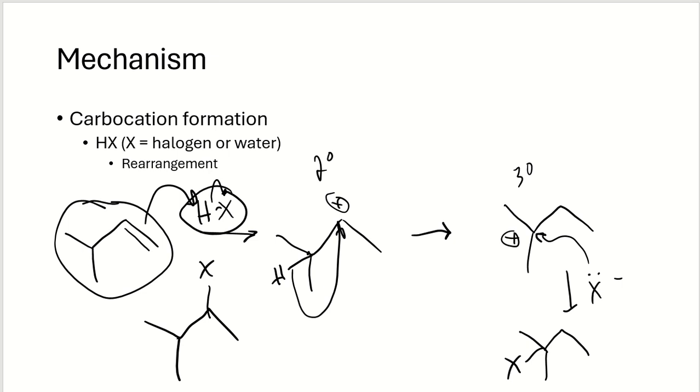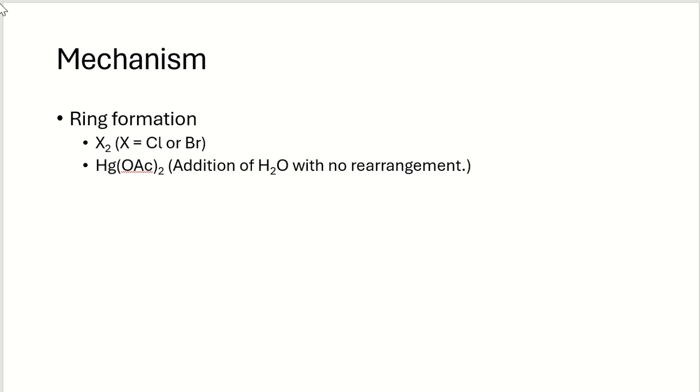And at the end of all of these videos, I will have some practice problems that we will walk through in which we have to examine all scenarios. So stick around for part 4, which is going to move into the ring formation mechanisms, which for these, we don't have to worry about rearrangement. And also, it's a way to do a Markovnikov addition of water, again, without that rearrangement.